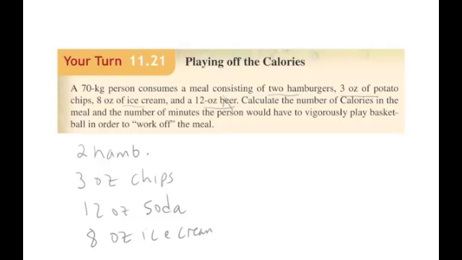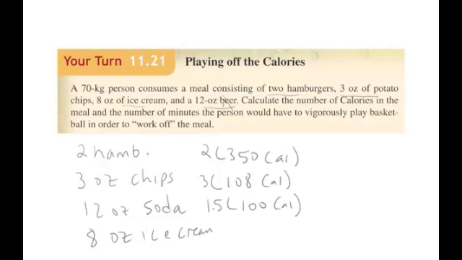If you look back on the table before where they have all of the calories, they said the calories for 1 hamburger was 350, so we've got 2 of them. So that's 2 times 350 calories. 1 ounce of chips had 108 calories, and we have 3 ounces. 8 ounces of soda had 100 calories, but we have 12 ounces, so that's 1.5 times 100 calories. And the ice cream value was 175 per 4 ounces, so we're going to say 2 times 175 calories. Okay, add up all the calories there.